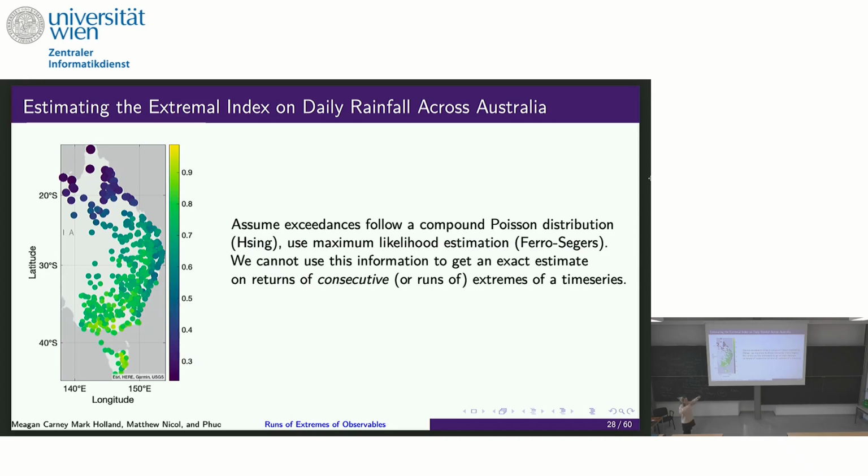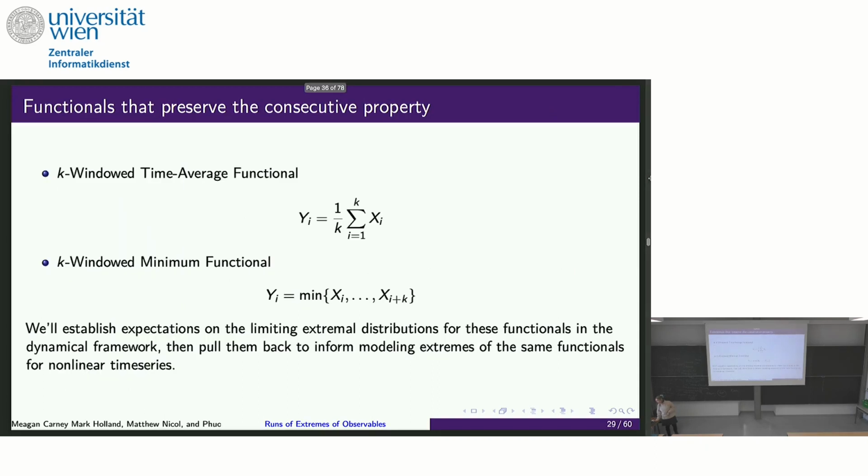They are really big at the north, and they sort of break up as they move inland and move down. So we can get an average understanding of how things change in our system, but we don't really get this information on consecutive extremes. So that's where things like functionals come into play.